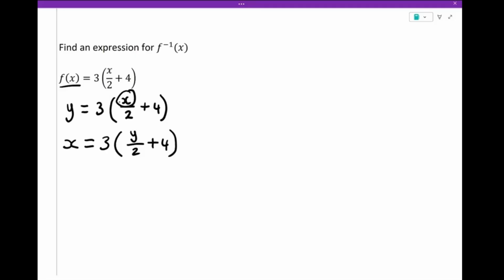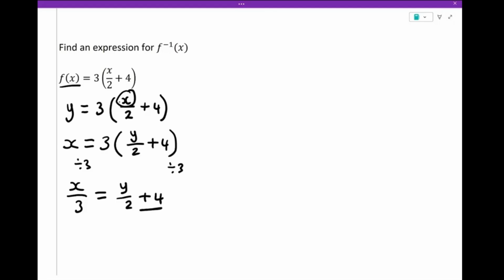There's a few ways you could do this. You could start by expanding the brackets, but I'm not going to do that. I'm going to start by dividing by 3 because that's multiplying the bracket. So divide by 3 on both sides. So we get x over 3 is equal to, this 3 is cancelled out. So we're just left with the bracket, which is y over 2 plus 4.